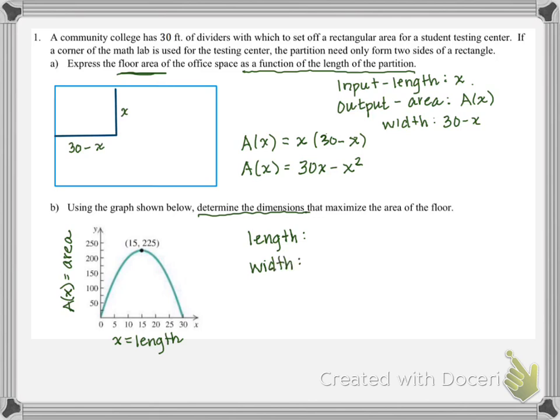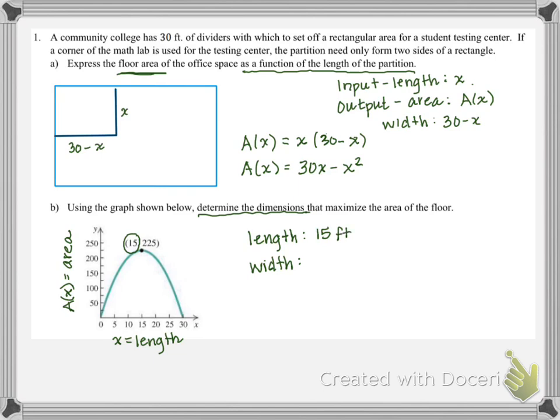That ordered pair right there tells me what? The area at the length of 15. Okay, am I looking for area? No. So what part of that point do I need for what I'm looking for? The 15. Yeah, so this is my length, right? Because the x-coordinate represents length, is 15 feet.